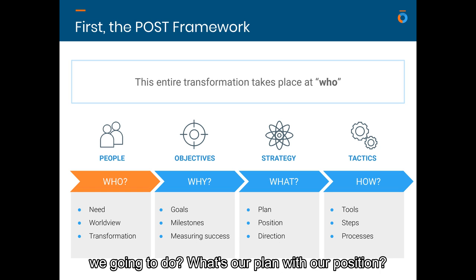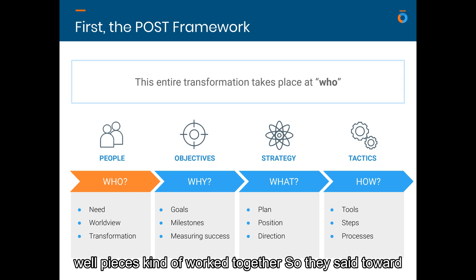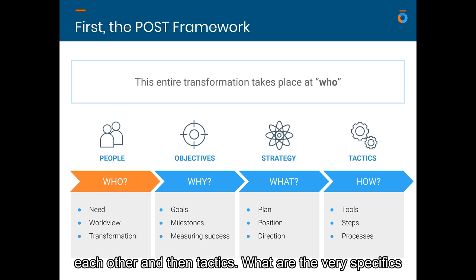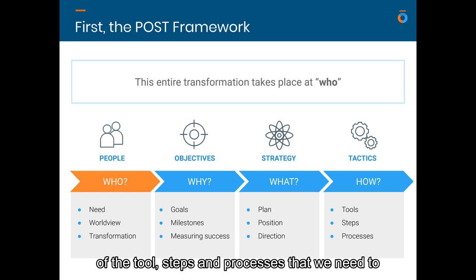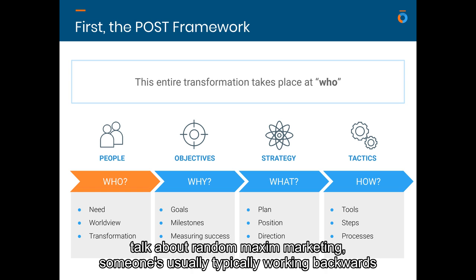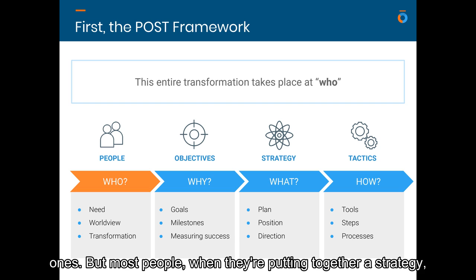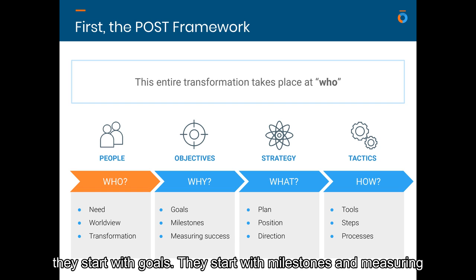Finally, what are we going to do? What's our plan? What's our position? What direction are we going? How can we make multiple pieces work together so they support each other? And then tactics. What are the very specifics of the tools, steps, and processes that we need to use to make this all happen? So when I talk about random acts of marketing, someone's typically working backwards. They're starting with how, and skipping the other ones. But most people, when they're putting together a strategy, start with goals.